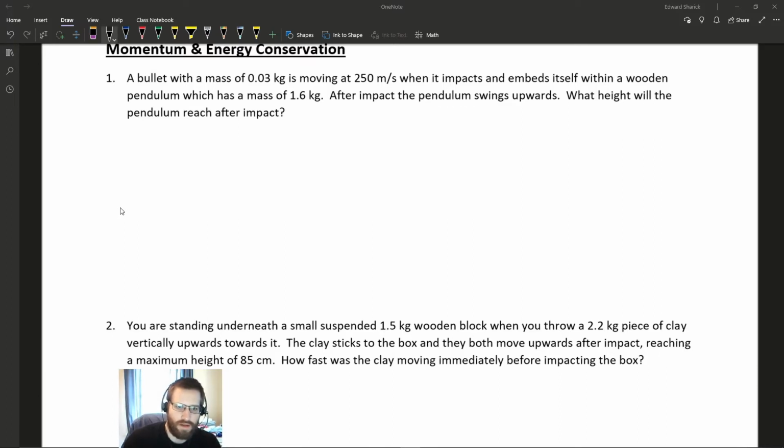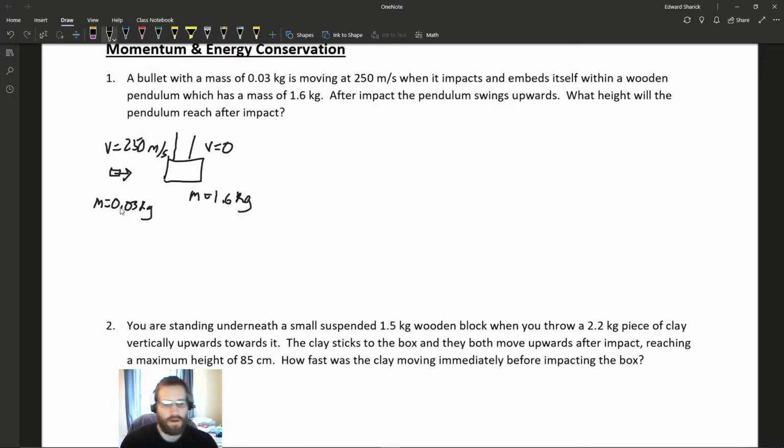So just to give an idea of what this picture would look like, here we have the pendulum hanging, something like this. The bullet is moving toward it, and this thing is at rest. This pendulum is at rest. This is moving with the speed of 250 meters per second. And they give us the mass of both these. This mass is 0.03 kilograms, and this mass is 1.6 kilograms. So that's the information they gave us. And they said after impact, the pendulum swings upward. What height will the pendulum reach after impact?